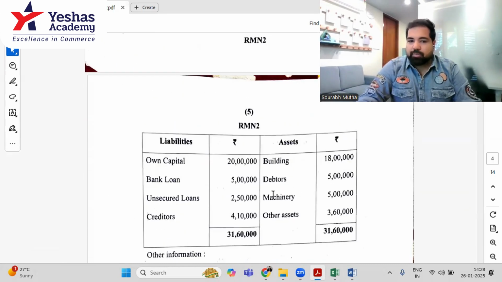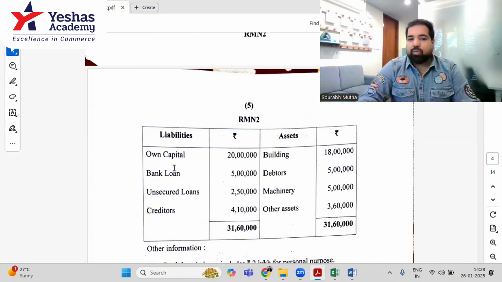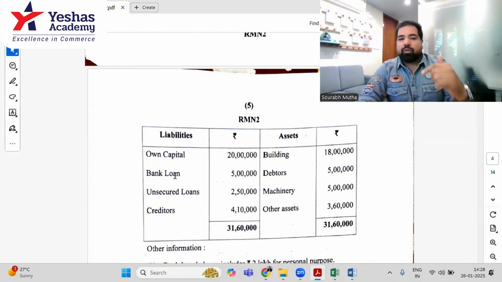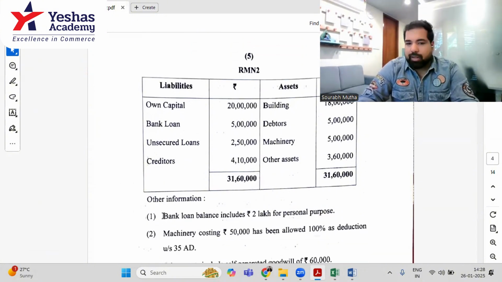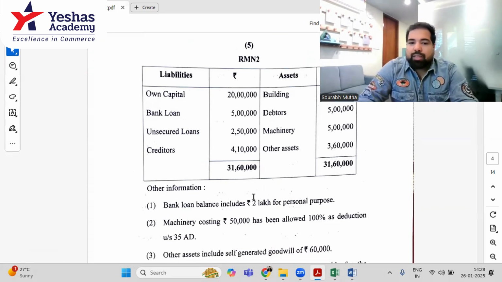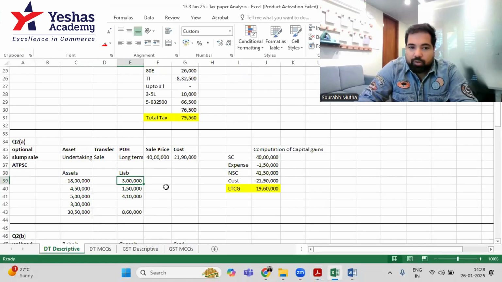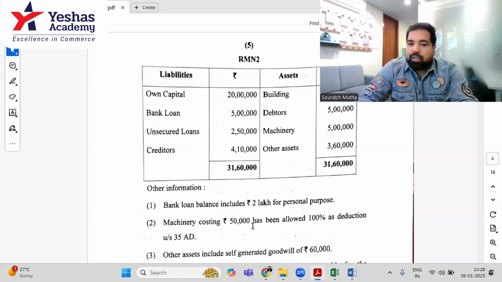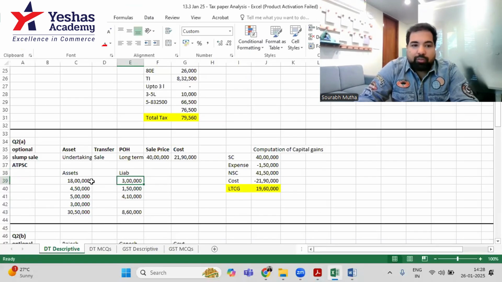Assets are building, debtors, machinery, other assets, 4 assets. Liabilities, own capital is not a liability. Bank loan, creditors, and unsecured loans are minusing. Bank loans include 2 lakhs for personal purposes. So bank loan, from 5 lakh, will become 3 lakh. Here we go. Machinery costing 50,000 has been allowed as 100% deduction. So then from 5 lakh, it will become 4 lakh 50, which is here.